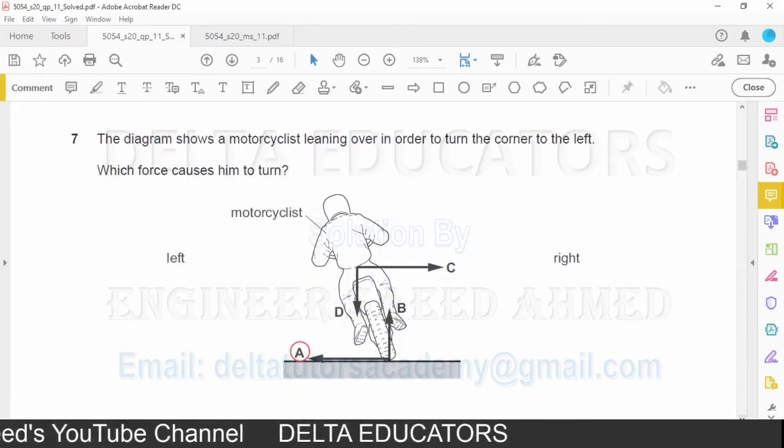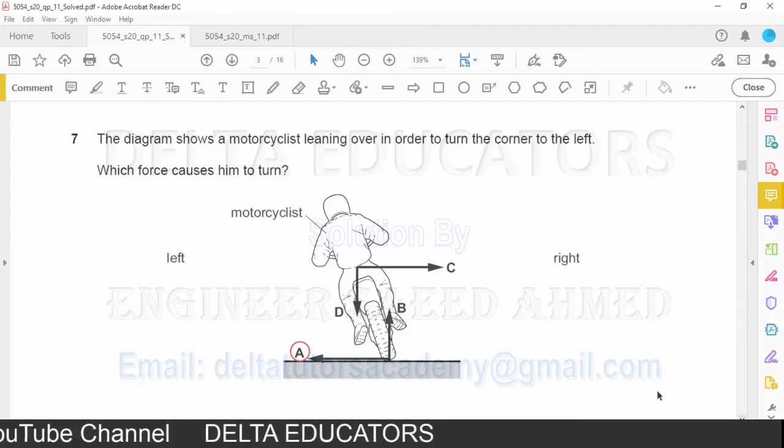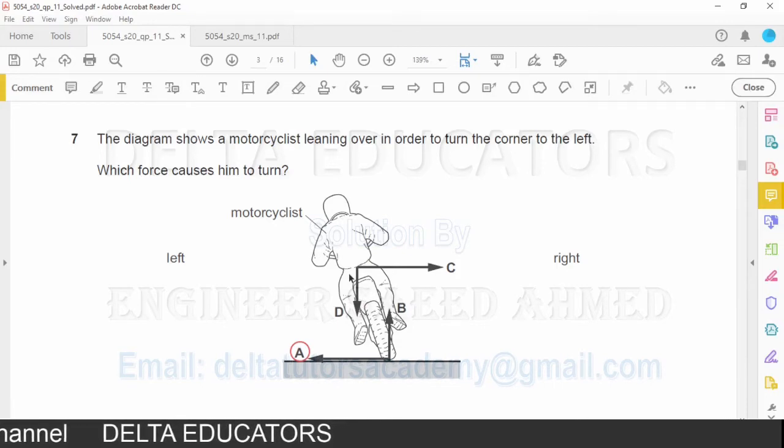Question number 7. The diagram shows a motorcyclist leaning over in order to turn the corner to the left. Which force causes him to turn? He is trying to move in a circular path. When an object is moving in a circular path, a force is acting towards the center of the circle, that is called centripetal force. So we can say on this object, on the man, centripetal force is acting and this force is directed toward the center of the circle.